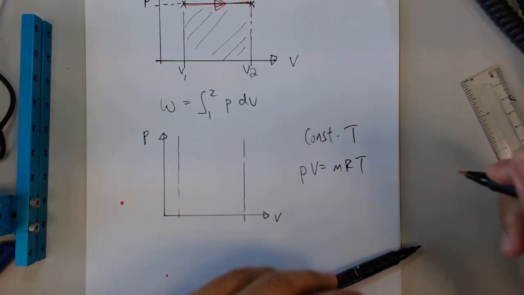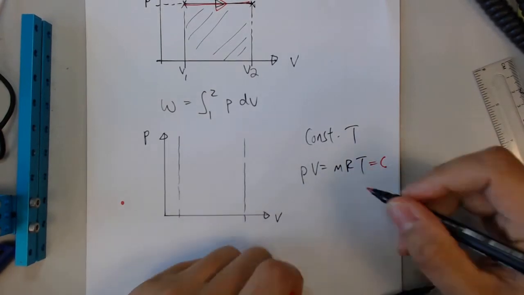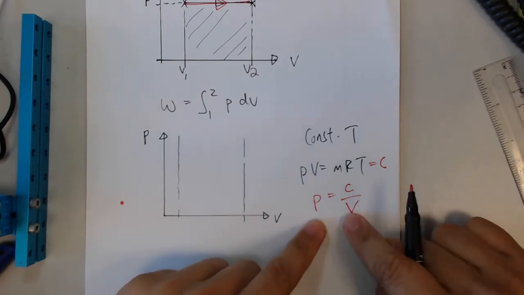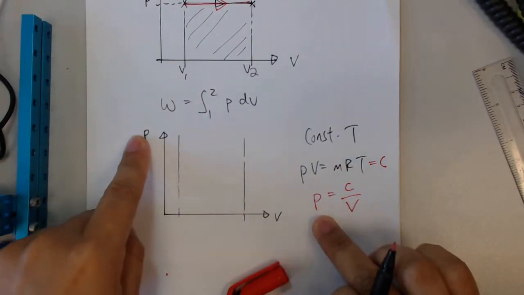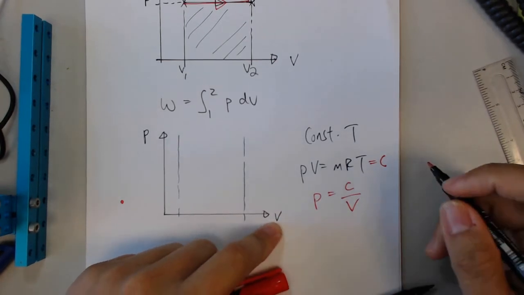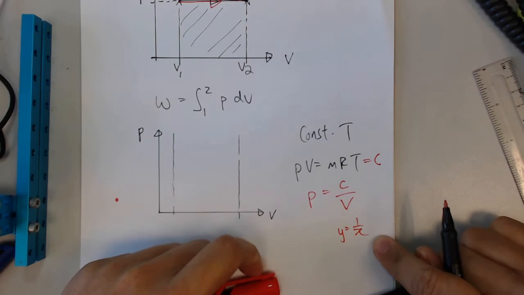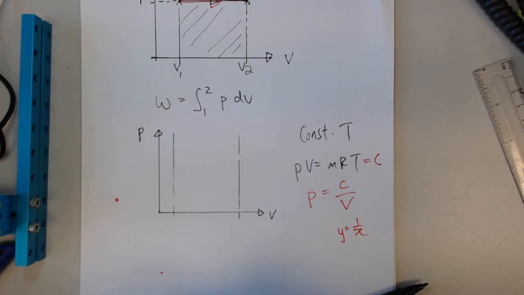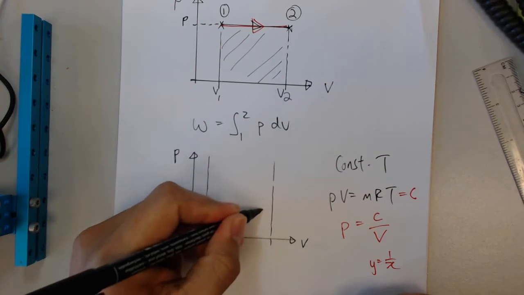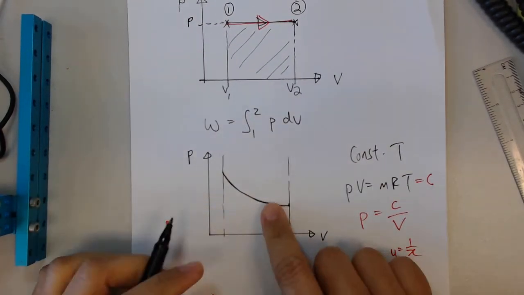So in fact if we replace it by a letter C, constant, P actually becomes C over V. If this is the y-axis and V is the x-axis, this is actually an inverse function. It is something like y equals 1 over x. You're actually plotting something like this, and the shape of this inverse function will be like this.